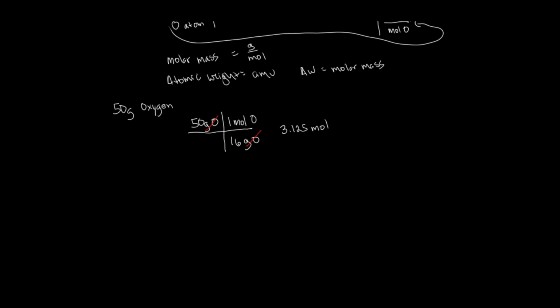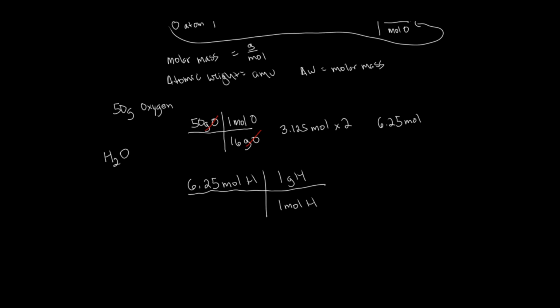Now we know that hydrogen, again, we're going to bring it up here, H2O. We have 2 hydrogen atoms per oxygen atom. So we need twice this many moles, times 2. And that's going to be 6.25 moles. So we need 6.25 moles of hydrogen. And we know that 1 mole of hydrogen is equal to 1 gram of hydrogen. So we need exactly 6.25 grams of hydrogen.